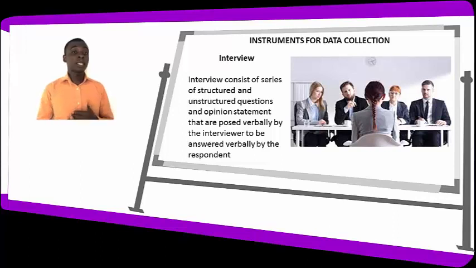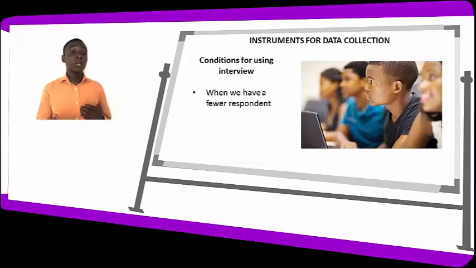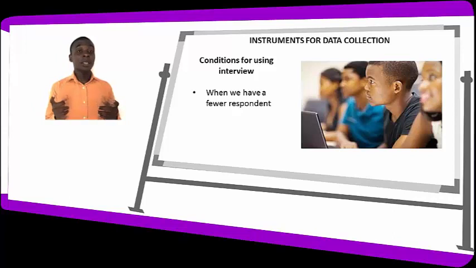So let's look at conditions for using interview. Number one, we use interview when we have fewer respondents. It's not like a chorus answer where maybe you have 200 respondents, and you ask a question, oh, what's your name? And everybody stands up and says, my name is this. That's a chorus answer, and we have so many respondents there. So you use interview when you have fewer respondents.